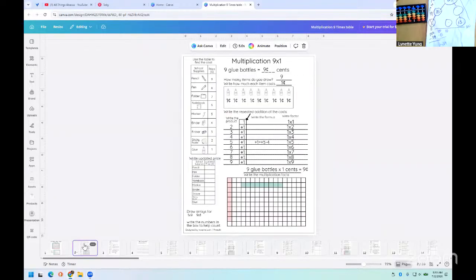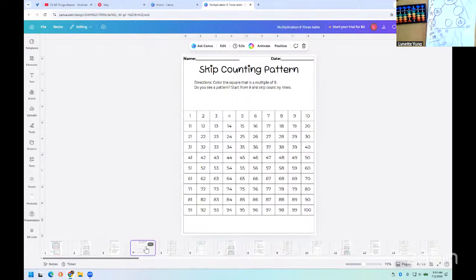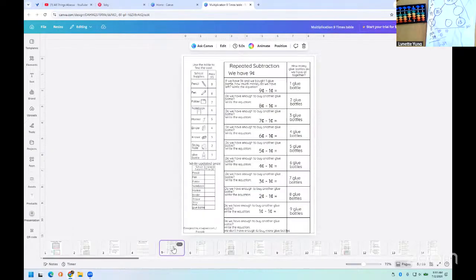And then I started going through the 9 times table. So we do 9 times 1. I added the arrays to get them to understand what this is all about. And then this is the flip. And then we have skip counting over here, skip counting by 9. And then we do repeated addition and repeated subtraction.